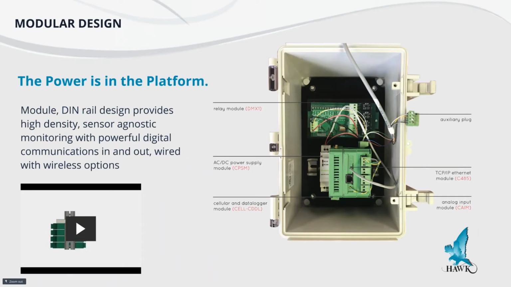The platform is all DIN rail configured, so you can use any number of modules to connect any number of field inputs to any monitoring system. That's very important when you're designing a monitoring system. How flexible is it? Can I connect literally to any device? Are there only certain select devices that I can communicate to?